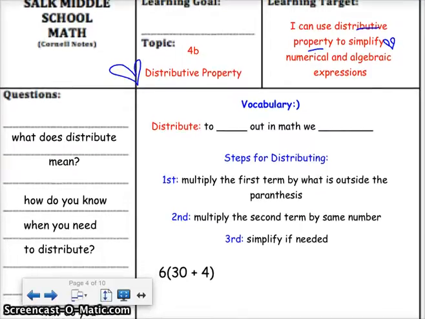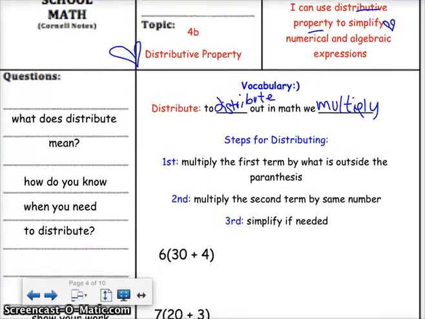And when we say distribute in math, to distribute out of math, we multiply. To distribute in math, you multiply. And you probably remember this from last year. But it gets a little more intense with integers and rational numbers because there's fractions involved too.